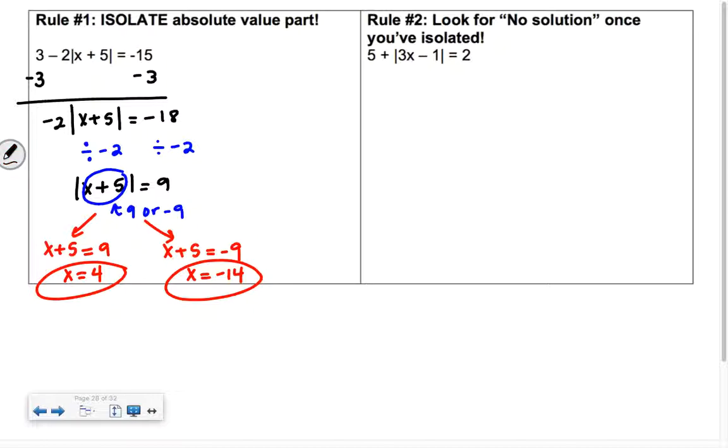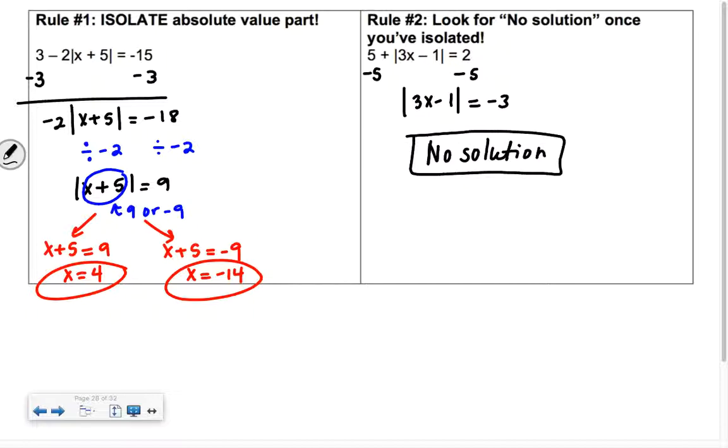So we're going to subtract the 5 over to isolate it. So I get the absolute value of 3x minus 1 equals -3. So do I break it into the two pieces? No. If you break it into the two pieces, both of those answers will end up being incorrect. You can plug them back in, but when you take the absolute value, you're not going to get -3. So it's not possible. So we say no solution. So we like those because it's less work, right?